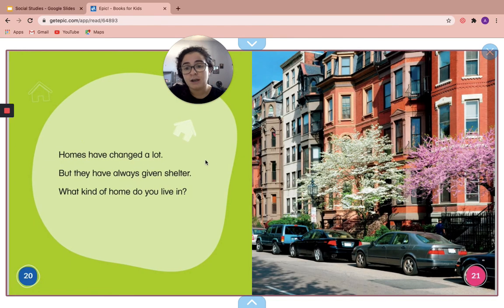Homes have changed a lot. They have always given shelter. What kind of home do you live in? But before you answer that, I see a vocabulary word. What vocabulary word is on this page? Shelter. All right, now friends, what kind of home do you live in? I live in a house, and my house is right near the beach. I can walk to the beach every day. I just live 2 small blocks away from the beach. Ooh.